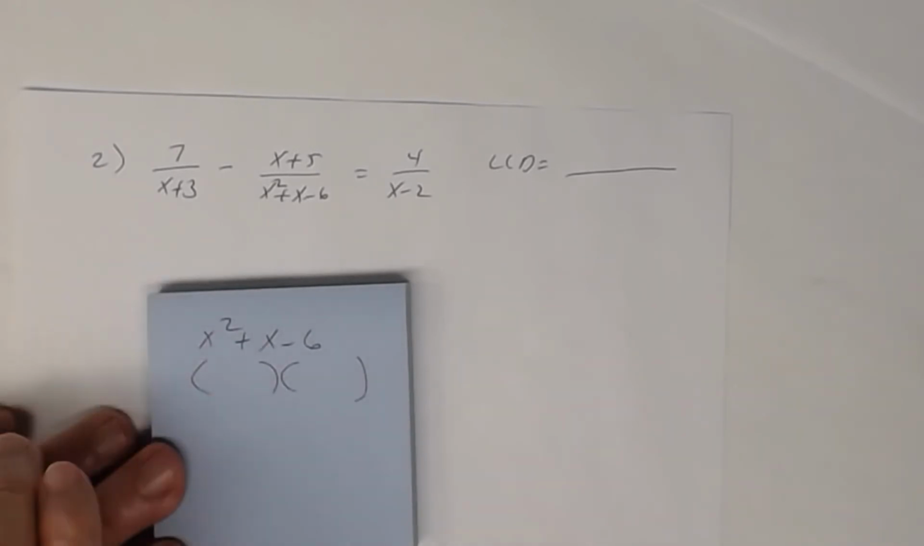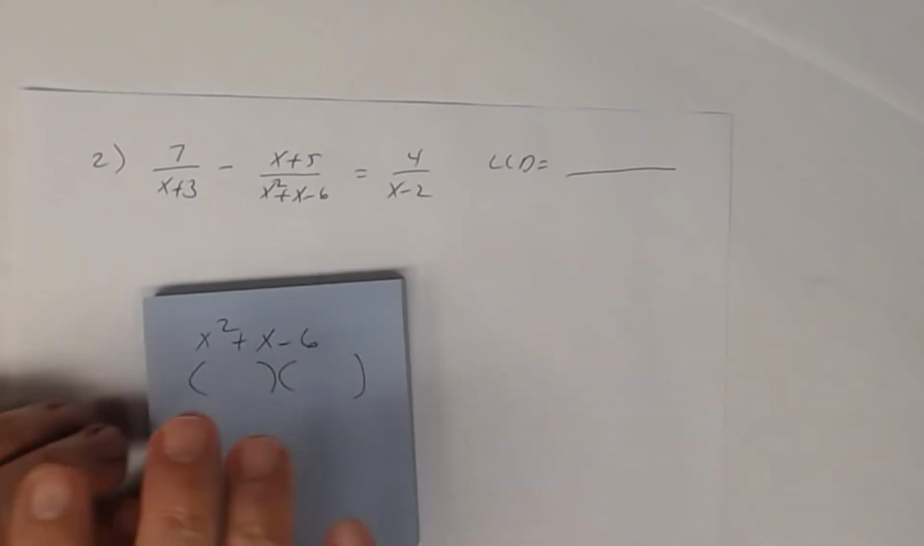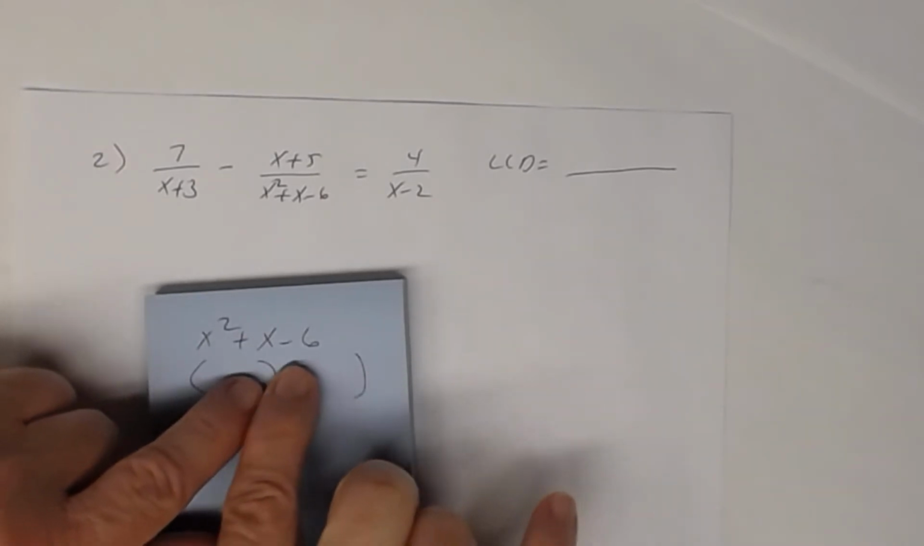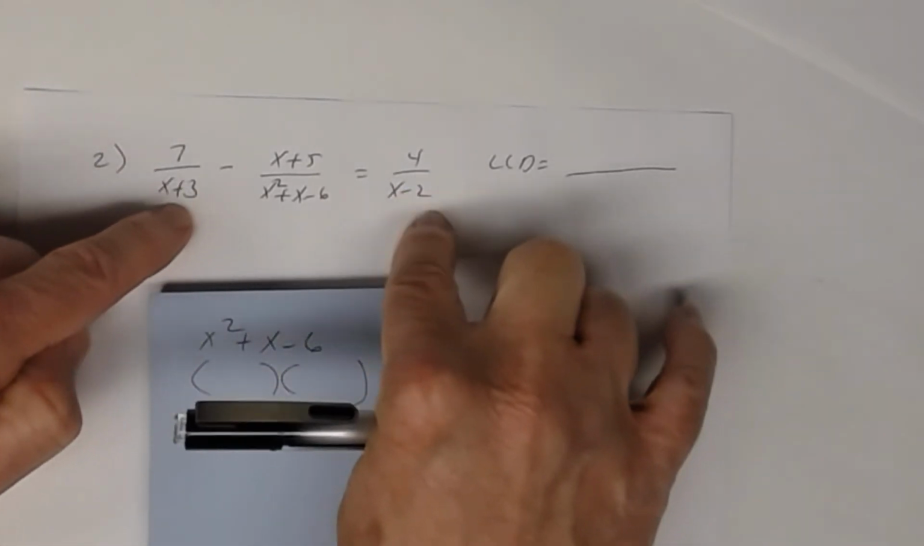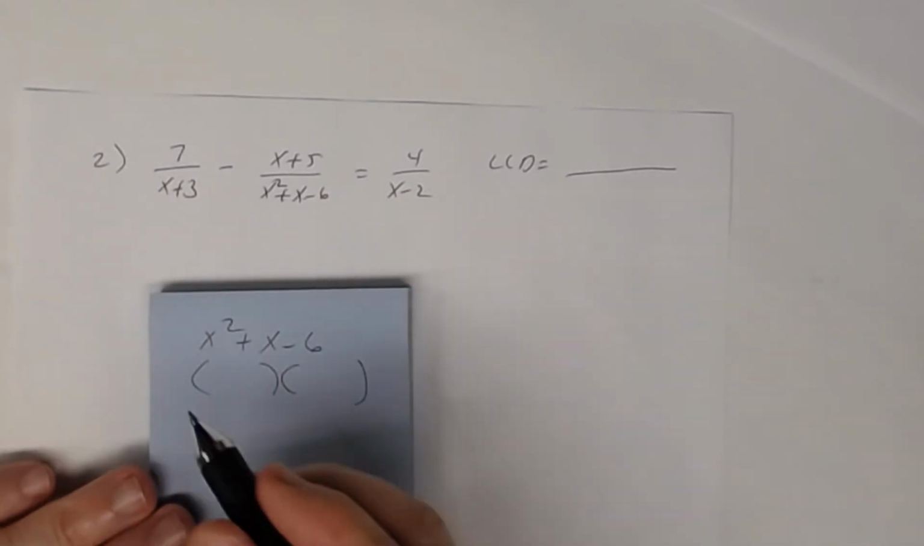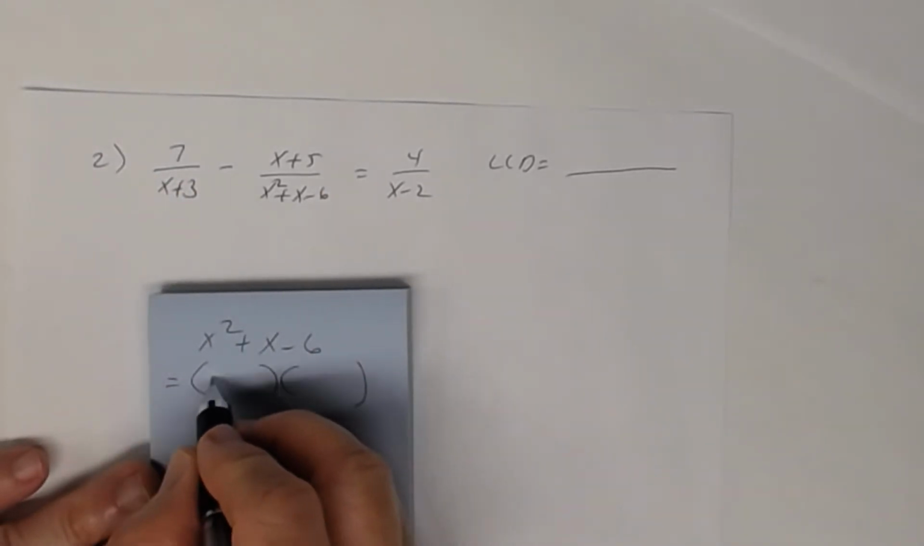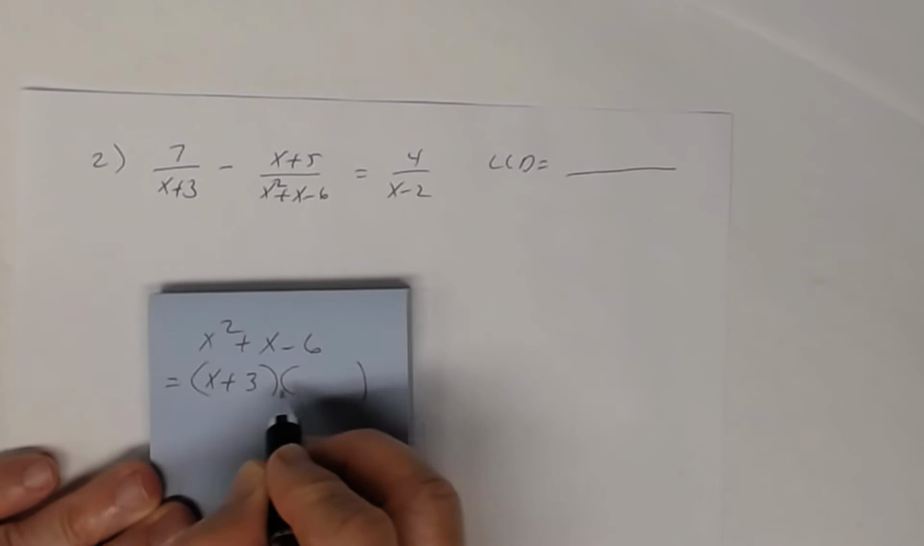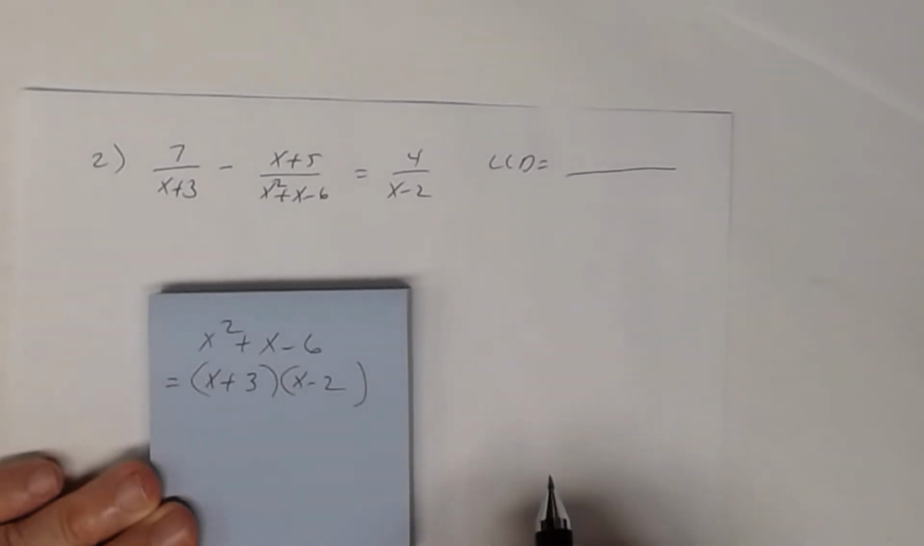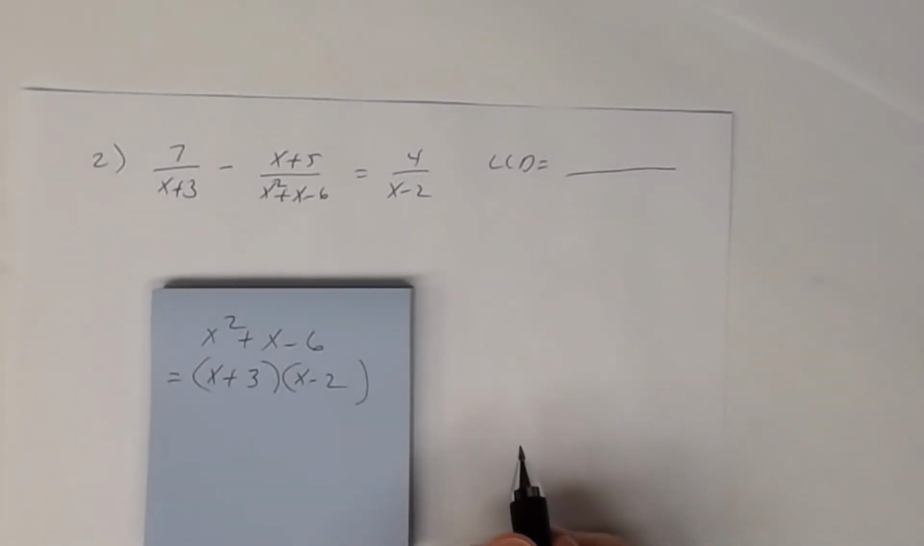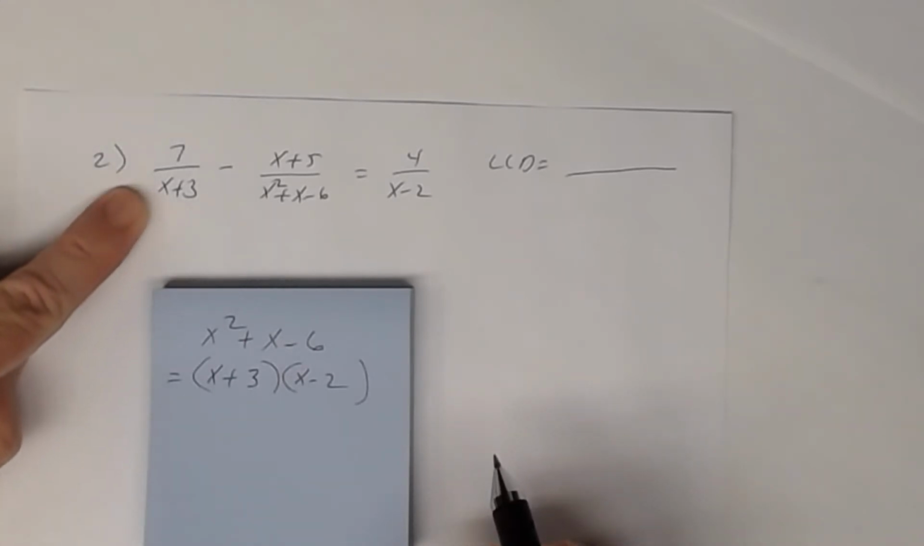And what you want to try and do is factor this quadratic expression as a product of two linear factors. Well, in our situation, usually what's going to happen is that the linear factors that go in here are going to be these linear factors. So I can factor this as x plus 3 times x minus 2. Now, that's not always going to be true, but many times, you want to try this first.